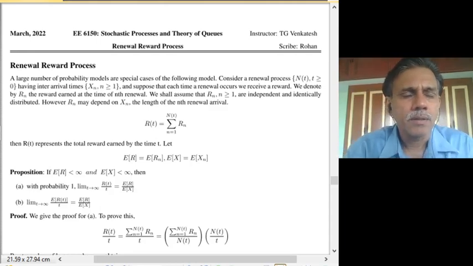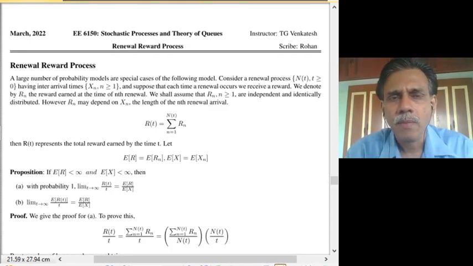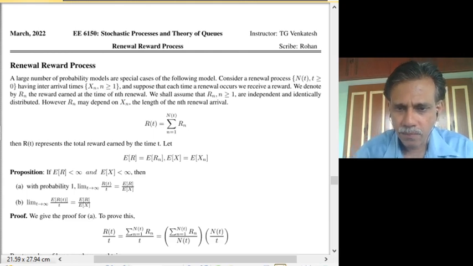Welcome. This is the course on stochastic processes and the theory of queues. In this lecture, we will look at the renewal reward process.